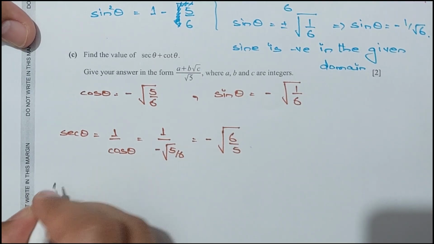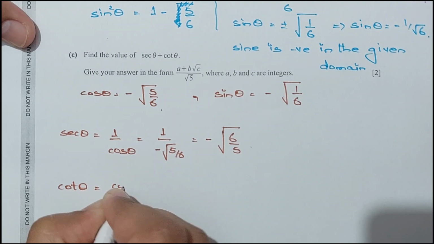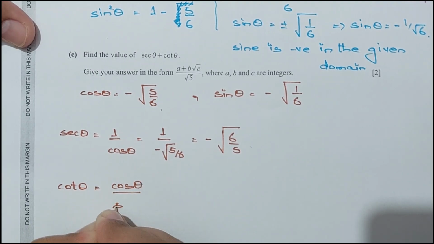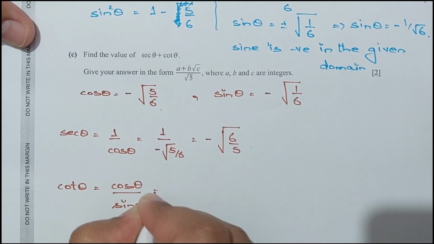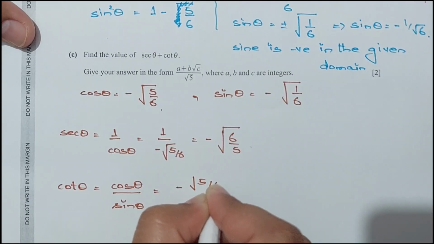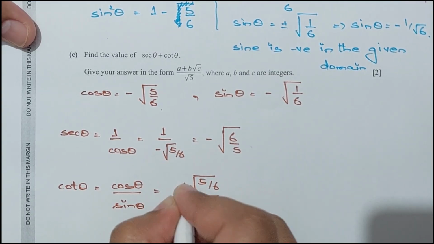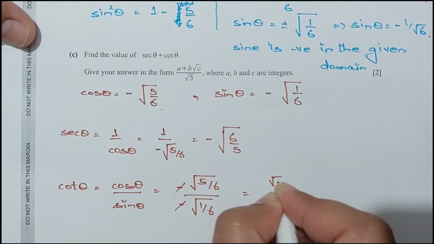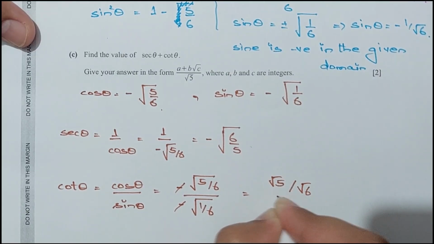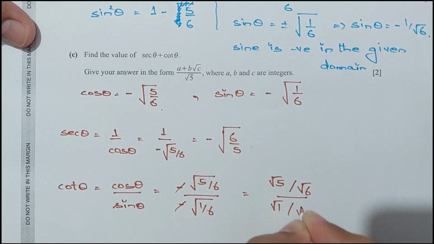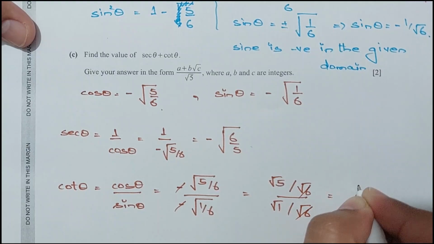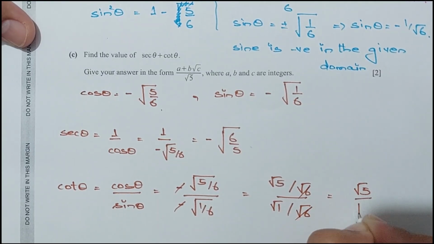And what is cot theta? Cot theta is cos theta over sine theta. Cos is minus root 5 by 6, and here we have minus root 1 over 6. Negative is cancelled with negative. Root 5 over root 6 over root 1 over root 6. Root 6 is cancelled with root 6. Just root 5 over root 1 is left. Root 1 is just 1, so root 5 is the answer.